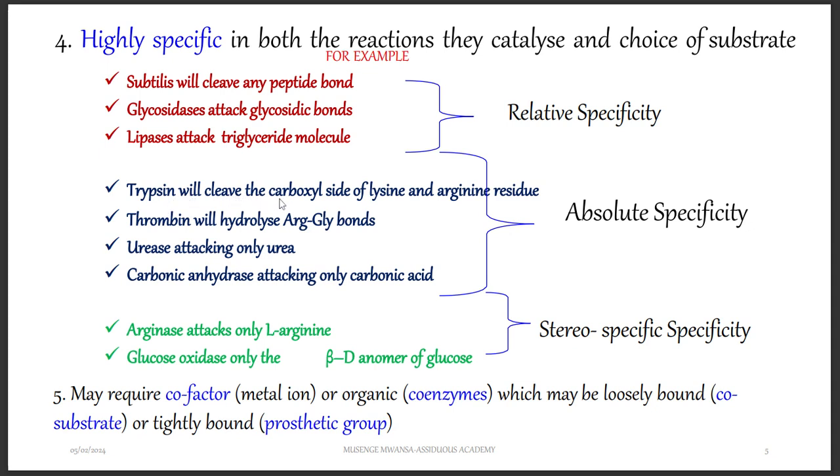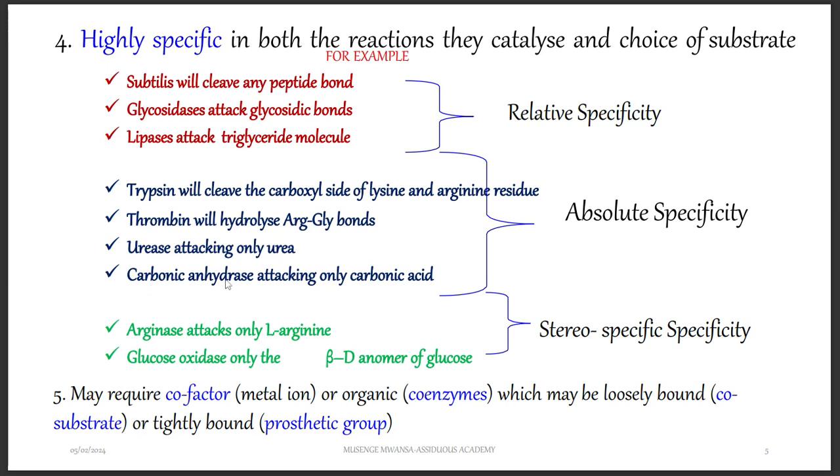And then you have also got trypsin. Trypsin will be able to break down the carboxyl side of lysine and arginine. Trypsin is also an enzyme which will break down bonds in amino acids, but to be specific, you have got lysine and arginine residues. You also have thrombin. This one will break or hydrolyze bonds between arginine and glycine. These are amino acids. And then you are going to have also urease, which will be able to break bonds in urea or attack urea.